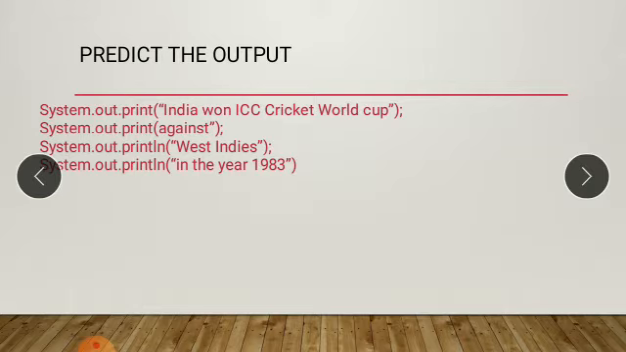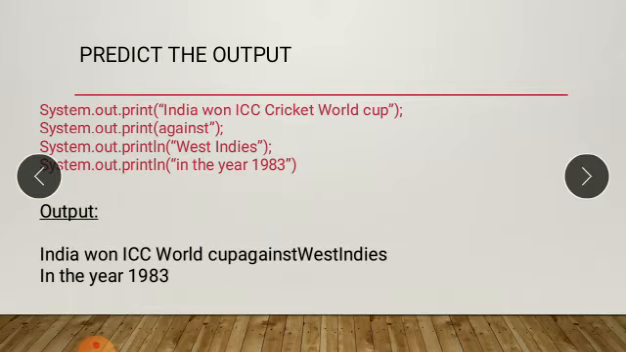Now let us see our output. See, India won ICC World Cup. After this, immediately "Against" is printed. After "Against", West Indies will be printed. Why are these printed in the same line? Because of the usage of print and println statements.